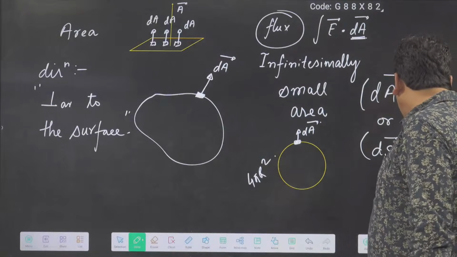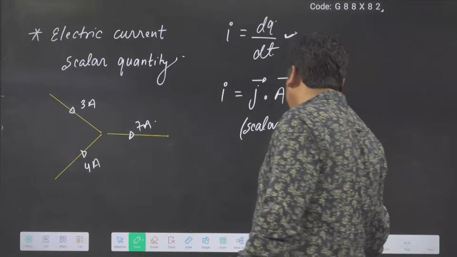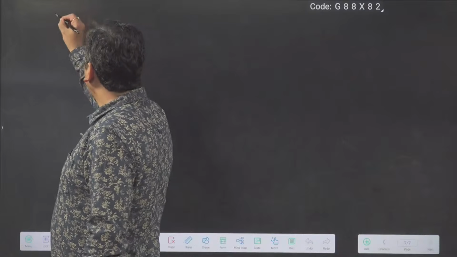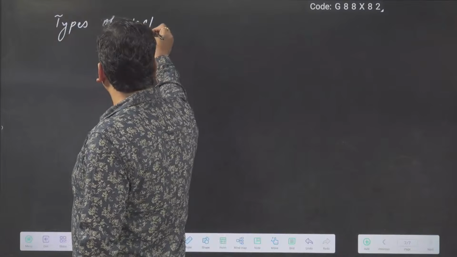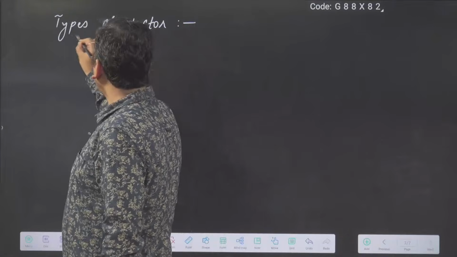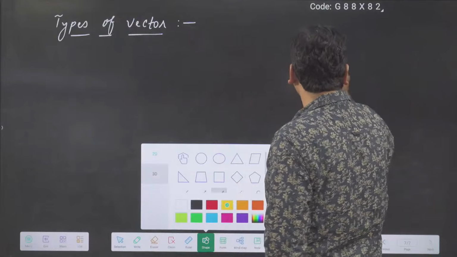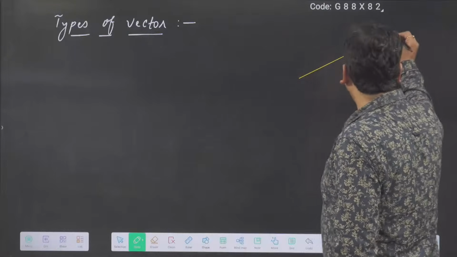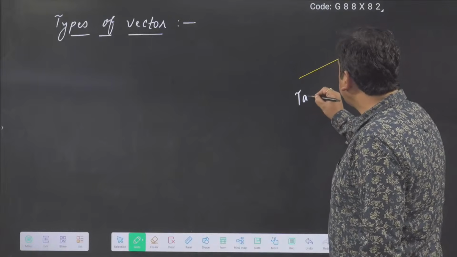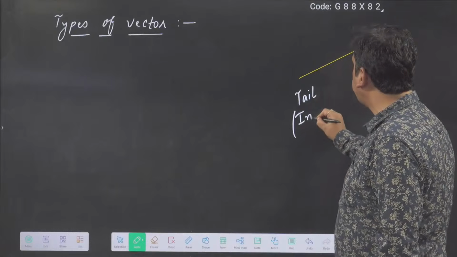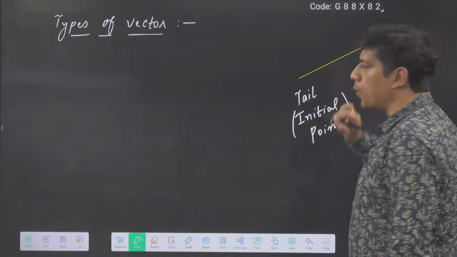Chalo. After this, we can now go with the basics of vectors. Basics of vectors, what are the types of vectors? First of all, how do we represent a vector, beta? We represent a vector with the help of an arrow. This is known as the tail of the vector, also known as the initial point.